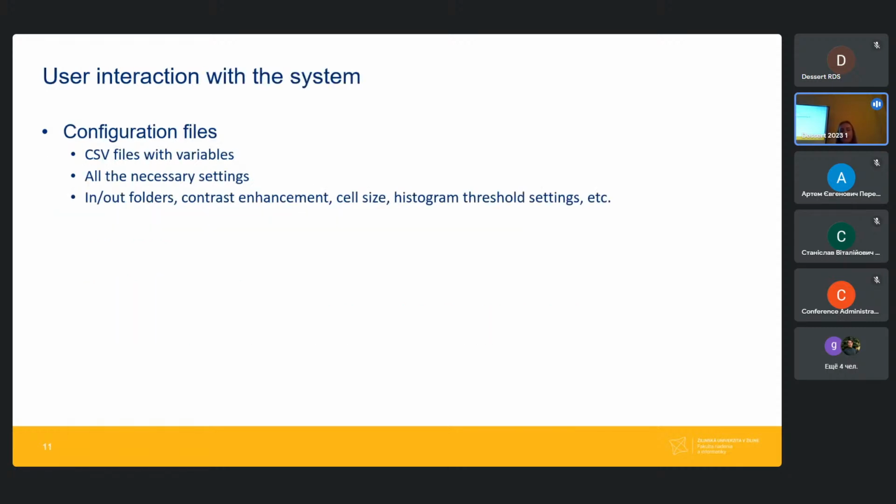To make the user interaction easy, I decided to use a configuration file. This file is just a simple CSV file, and basically it includes all the necessary settings. So the user just interacts with one file, and it's quite simple, I would say.